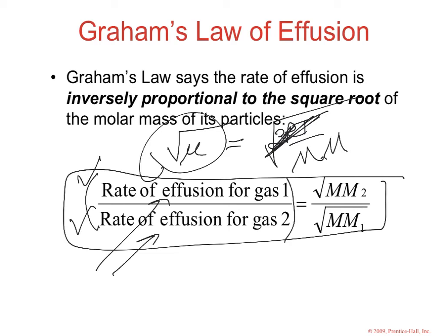So what I want you to notice, an easy mistake to make, is remember it's inversely proportional to molar mass. So gas 1, its molar mass goes in the denominator. Gas 2, the molar mass, they're diagonal from each other. Also, do not forget that you need to take the square root of these molar masses. That's also easy to overlook.